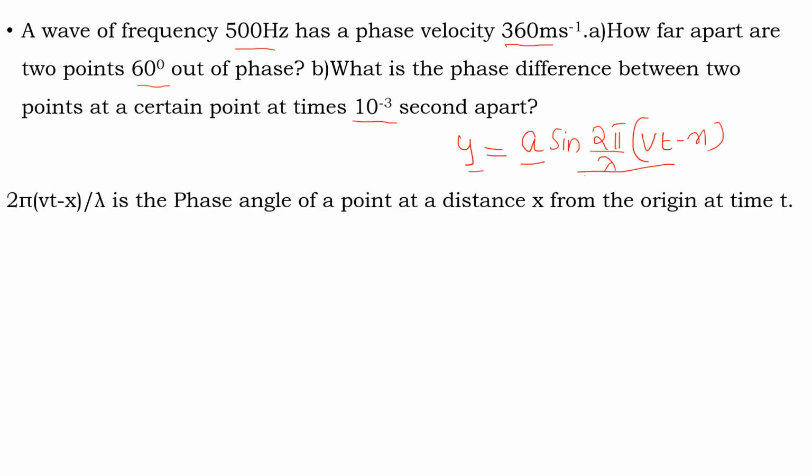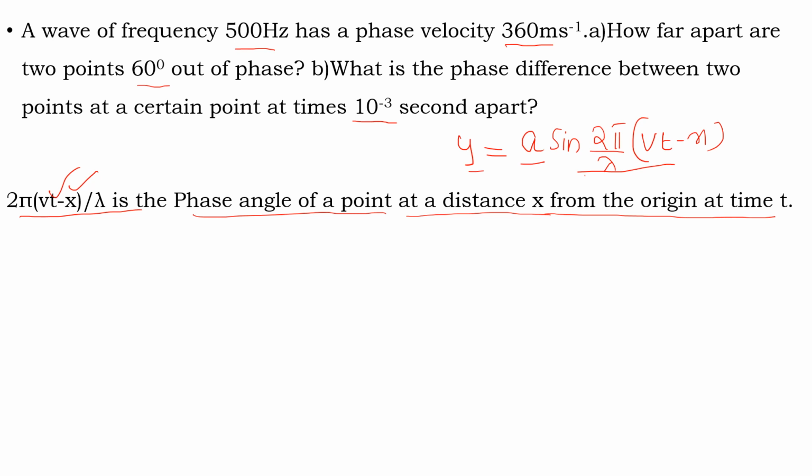This 2 pi by lambda into vt minus x is the phase angle of a point at a distance x from the origin at a time t. That is, 2 pi by lambda into vt minus x is the phase angle of a point at a distance x from the origin at a time t.